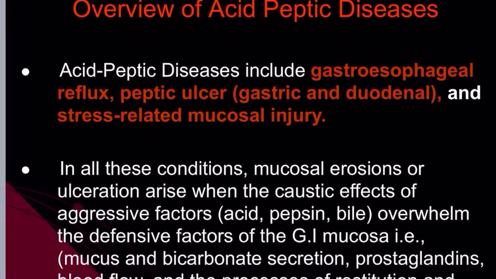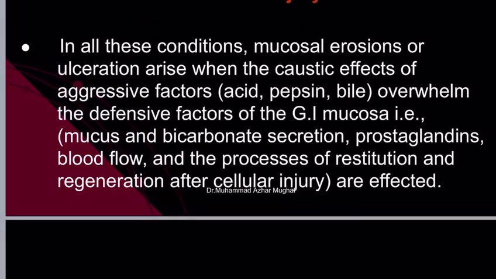By definition, acid peptic disease is a broader term that includes gastroesophageal reflux disease, peptic ulcer, which comprises gastric and duodenal ulcer, and stress-related mucosal injury. In all of these conditions, mucosal erosions or ulcerations arise when the caustic effect of the aggressive factors, that could be the acid, pepsin, bile, overwhelms the defensive factors of the GI mucosa, that is mucus and bicarbonate secretions, prostaglandins, blood flow, and the process of restitution and regeneration after cellular injury are affected.